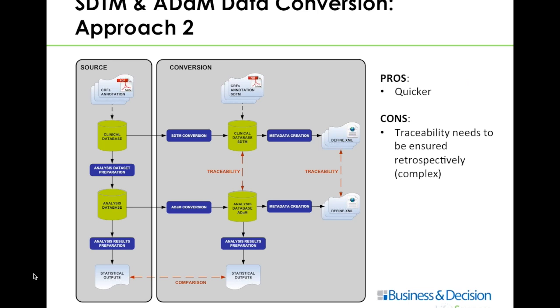The second approach would be to generate your SDTM datasets from your clinical database and to generate your ADaM and statistical outputs from your analysis database. Now, the advantage of this method is that it's a lot quicker, but you need to ensure traceability retrospectively, which can be quite complex and may not always be possible. So that's something to think about when starting up your SDTM and ADaM conversions.